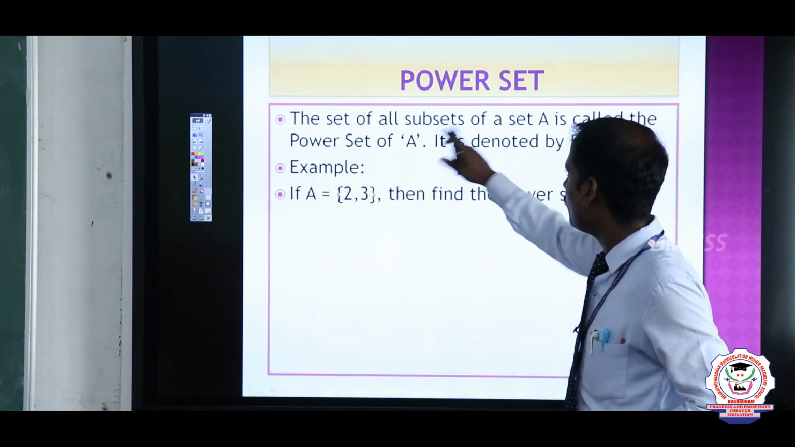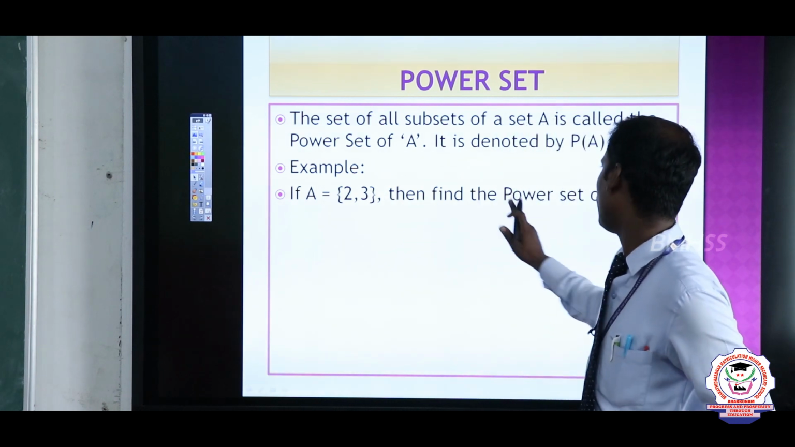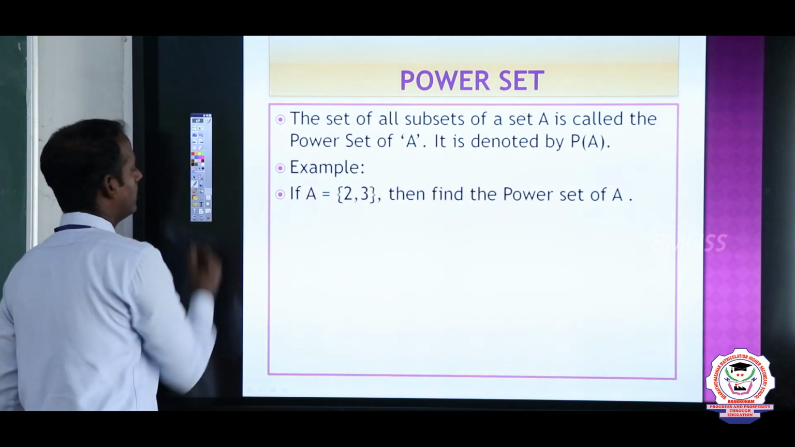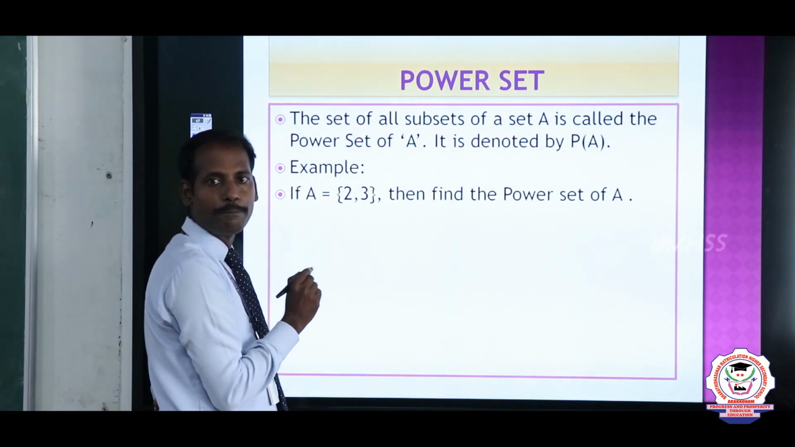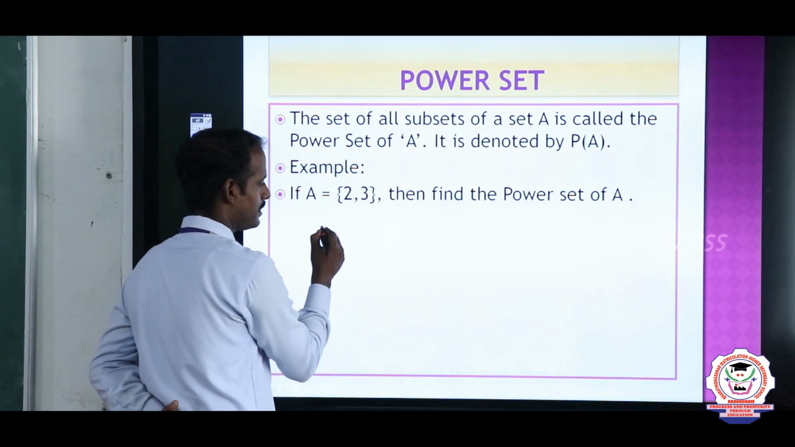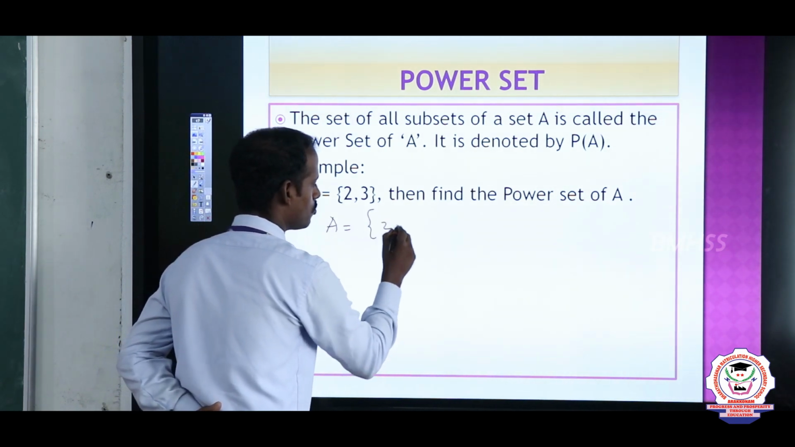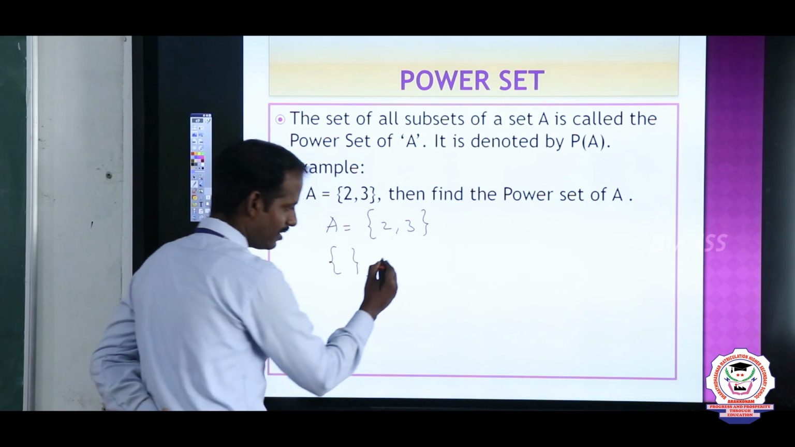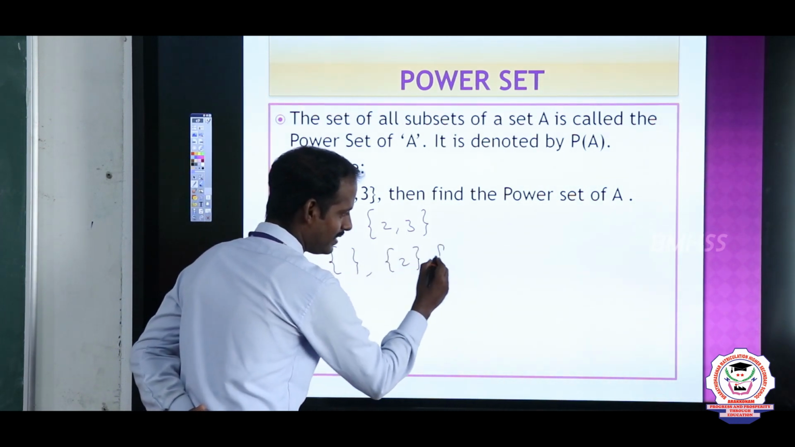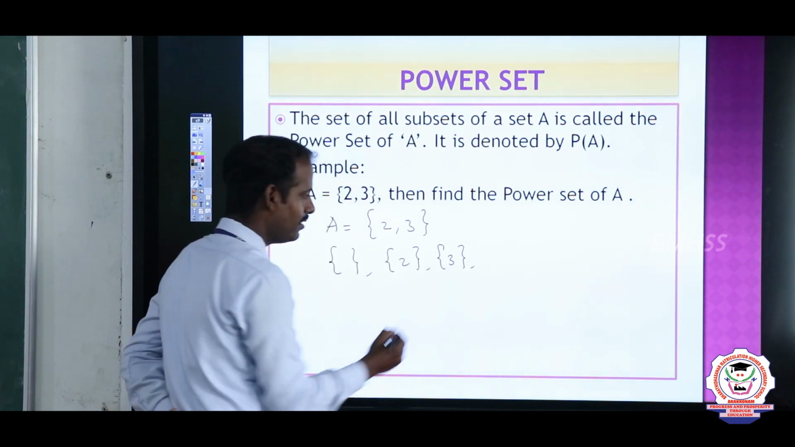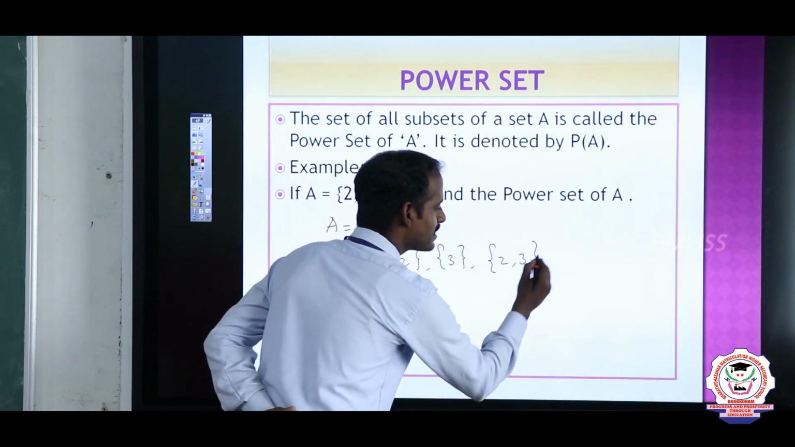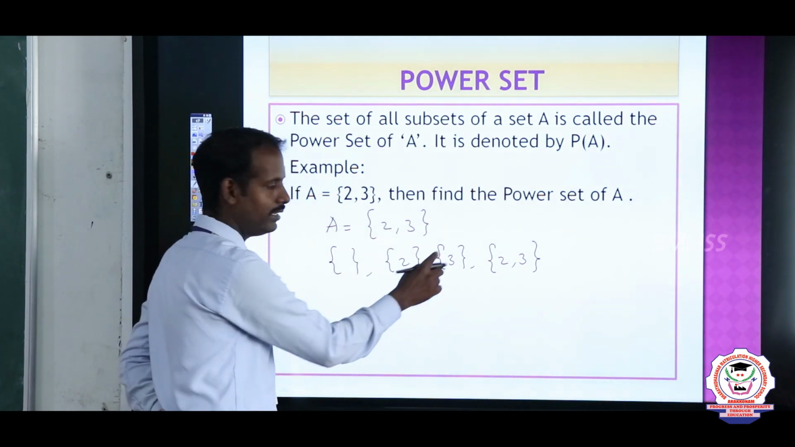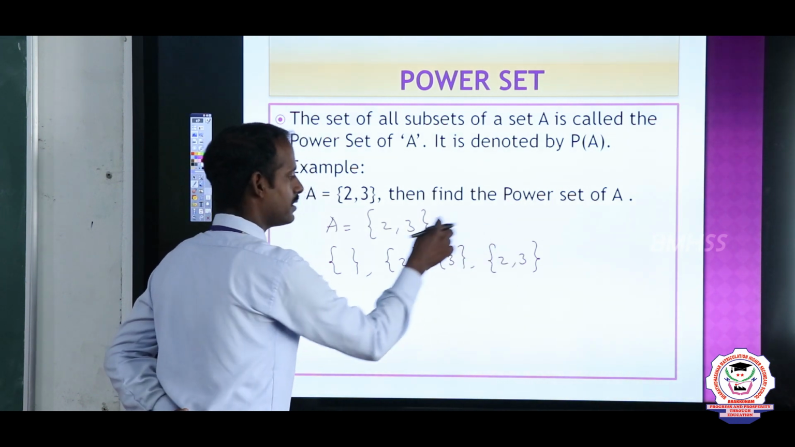For example, if A equals 2 comma 3, then find the power set of A. How to find the power set of A? First we have to list the subsets. What are all the possible subsets? Here set A is 2 comma 3. The first is the null set. Next possibility 2, next 3, next 2 comma 3. These are the subsets.